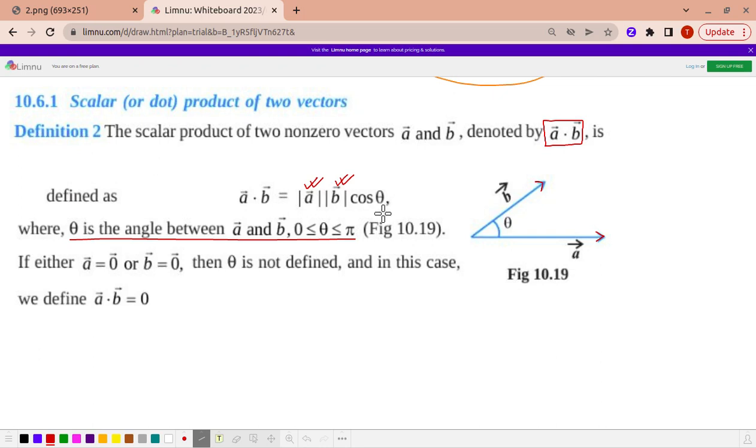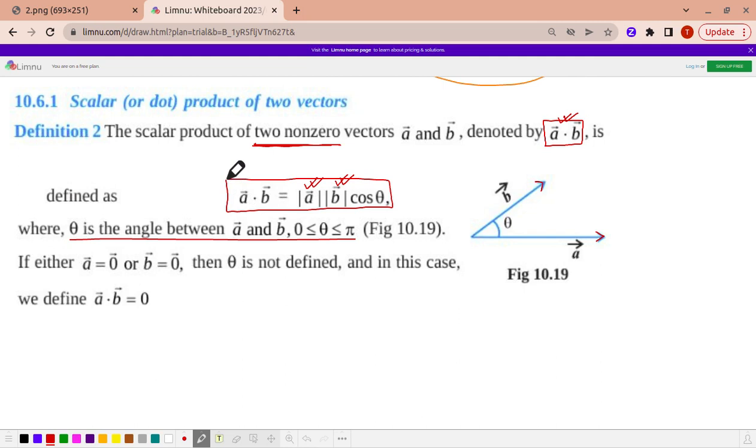I repeat once more, dear students, that for the scalar product or dot product of two vectors A and B, there is a precondition that the vectors be non-zero. If any one of them is 0, then you will see that the dot product result will be 0. So the scalar product of two non-zero vectors A and B, denoted by A dot B, is defined by mod A into mod B into cos theta.